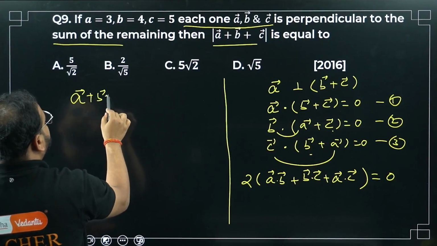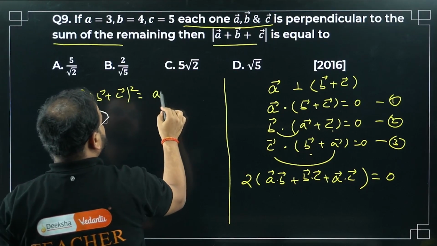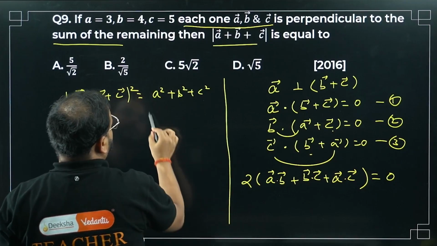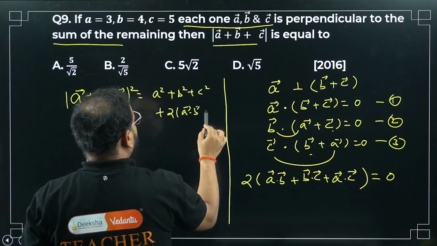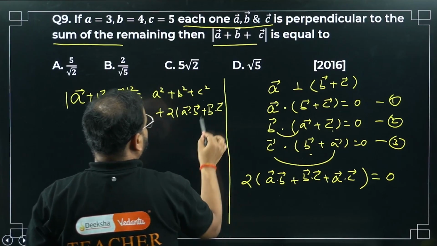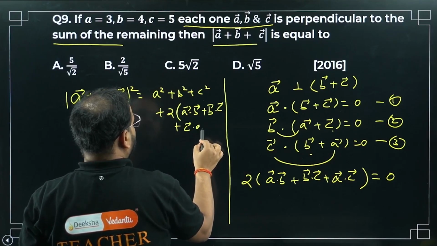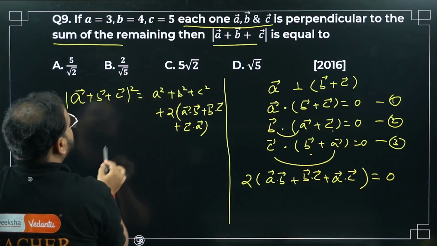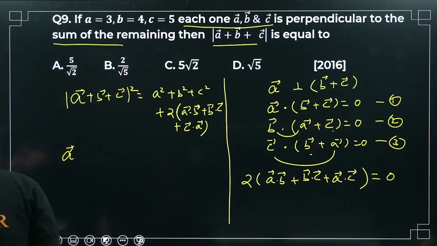A, B and C, the whole square will be what? A square plus B square plus C square, plus 2 times of what? A dot B plus B dot C plus C dot A. And how much is this? This part is 0. So I write over here, write this as vector A. Please check. I hope this is visible.